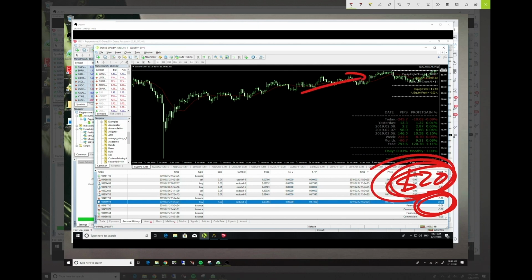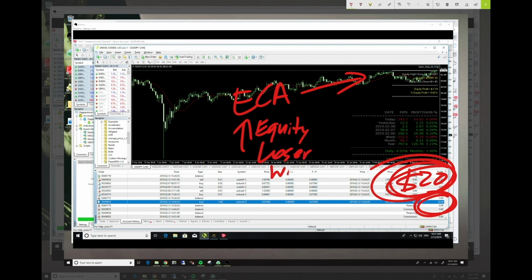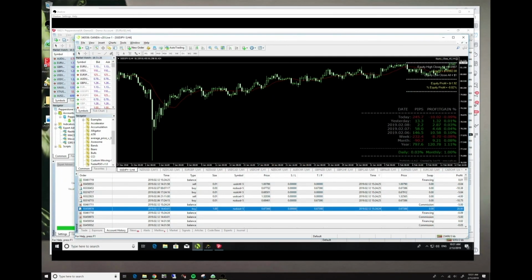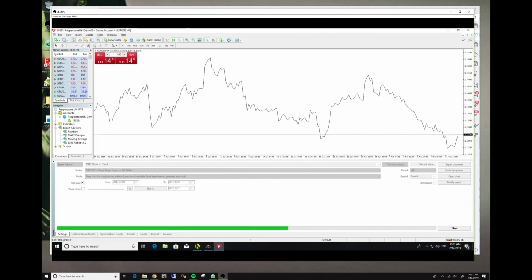So I run this equity close all robot, the ECA, and when the account goes up in equity, it closes all the trades. It closes losers and winners all at the same time. And by doing that every day, I close out losing trades and I don't hold on to losing trades, which is, I think, super effective.